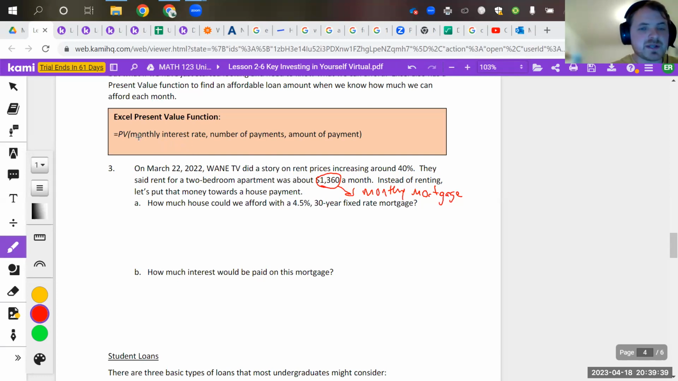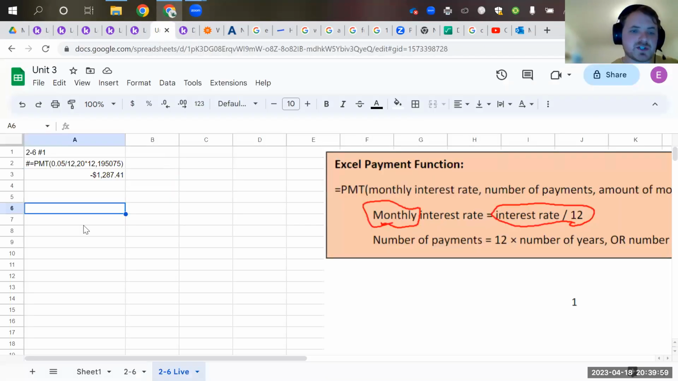Because remember, monthly, again, that was my problem. I kept messing that up, ruined my weekend. The number of payments will be 30 years times 12 payments a year. And then the amount will be $1,360. Okay, that's how much we want to give to the bank. So we're going to use that present value function.